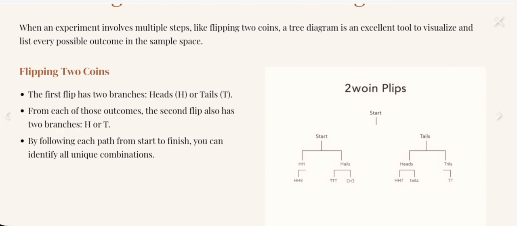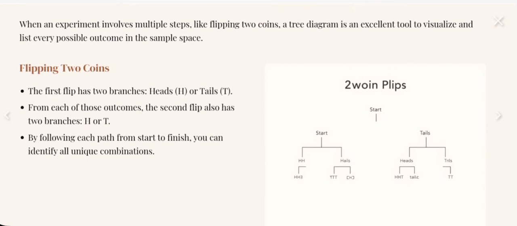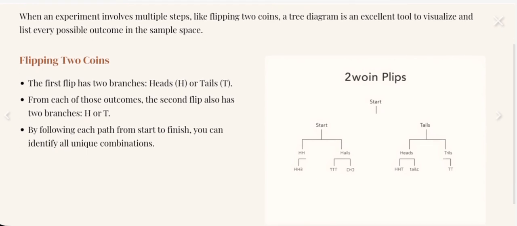So the sample space is going to be the first outcome, which is heads and then heads. So we can write that as HH. The second outcome is heads and then tails. So that's going to be HT. The third outcome is tails, then heads. And the fourth outcome is going to be tails and then tails. So this would be the sample space of flipping two coins.